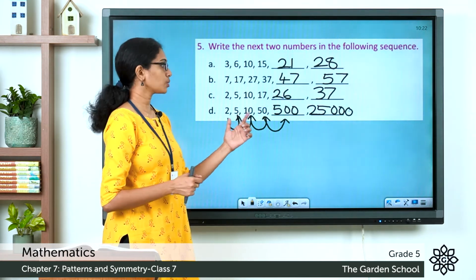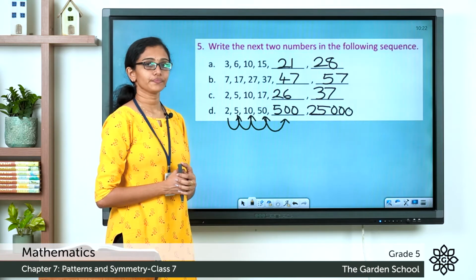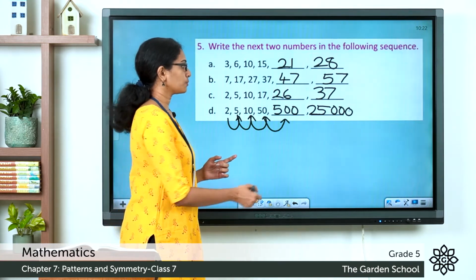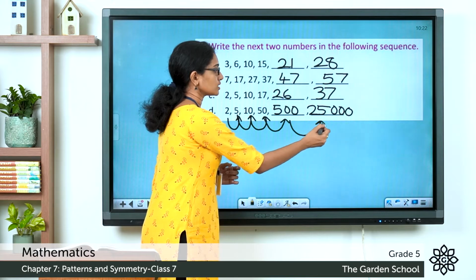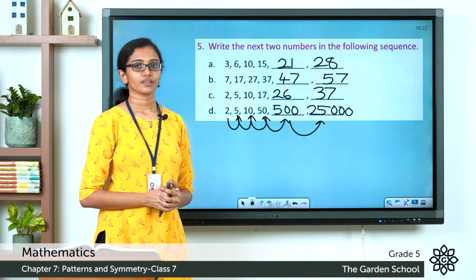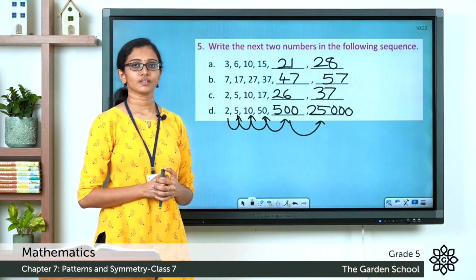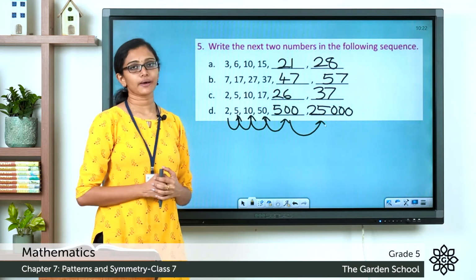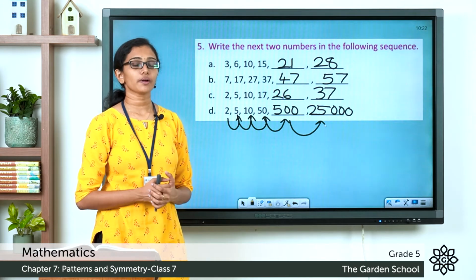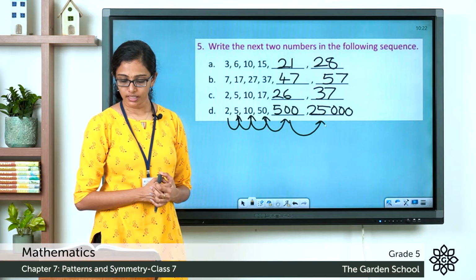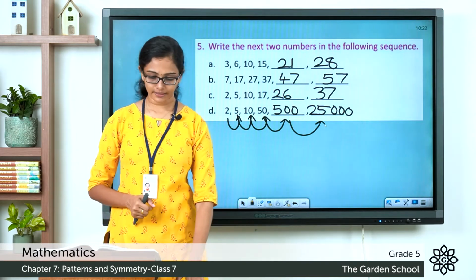And can you predict what would be the next number in this number pattern? It would be this 500 into this 25,000. And it will go on like that. So I hope you are clear with all these number patterns. You can work out more examples. Let's move on to the next question, question number 6.